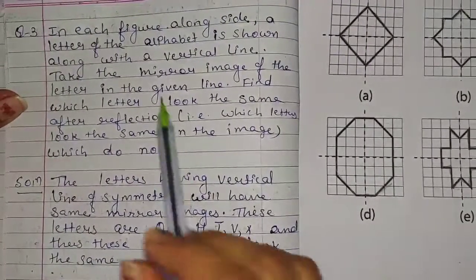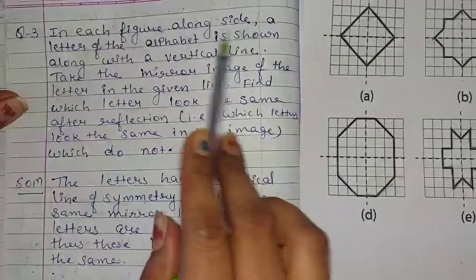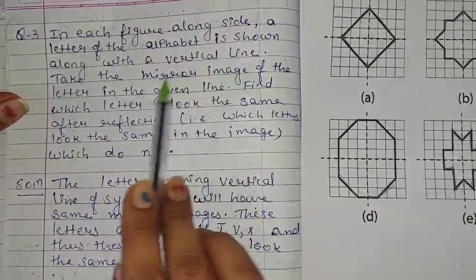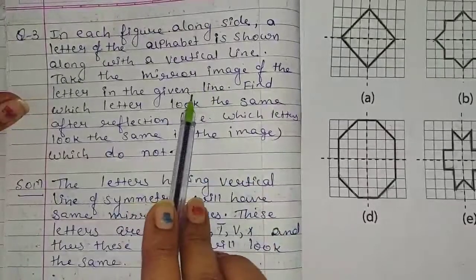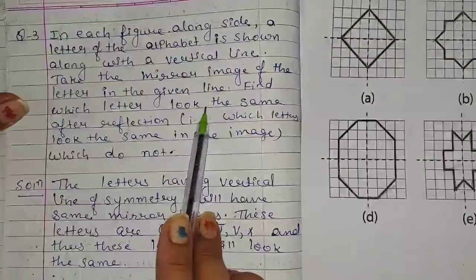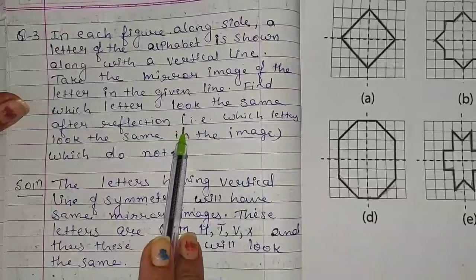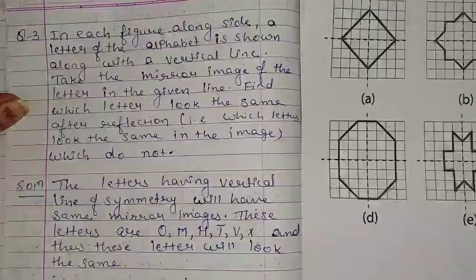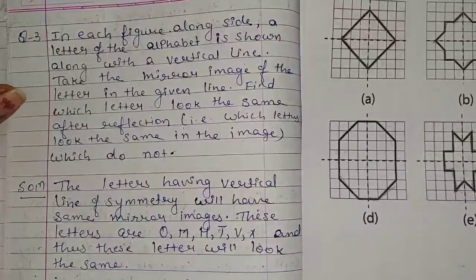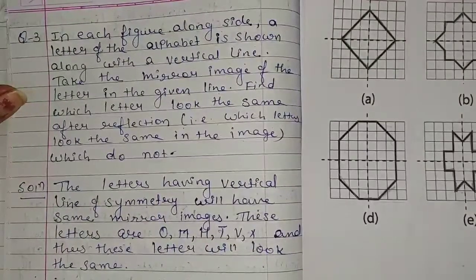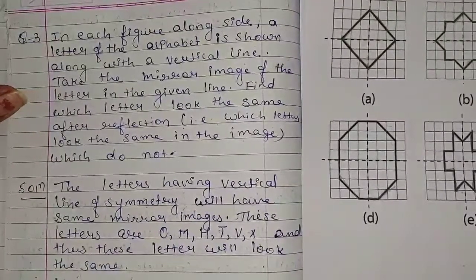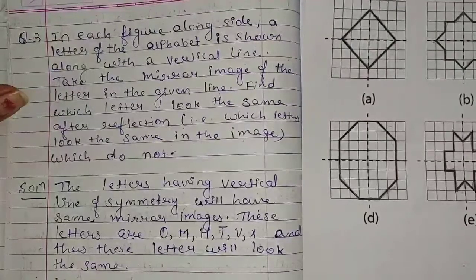Question number 3. In each figure alongside, a letter of the alphabet is shown along with a vertical line. Take the mirror image of the letter in the given line. Find which letters look the same after reflection. That is, which letters look the same in the image and which do not. So here students, alphabets are given and we have to find alphabets that look the same with only a vertical line of symmetry.